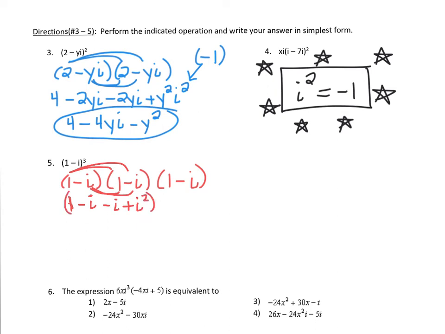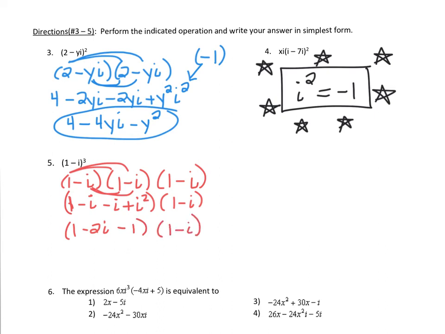Now, let me work with this parenthesis a little. I'll bring down the 1 minus i. Now I'm going to write 1, and then negative i and negative i, these are like terms. So negative 1i minus another 1i would be negative 2i. And then if you remember, isn't i squared equal to negative 1? So this should say minus 1. Okay, and then I'll bring down that other parenthesis.